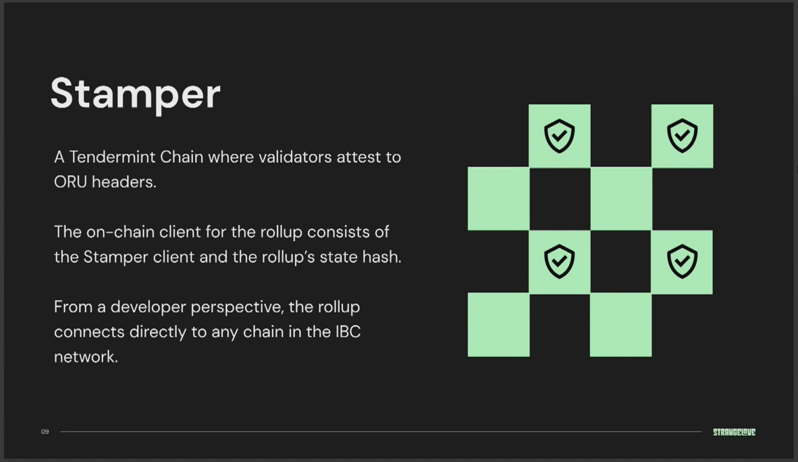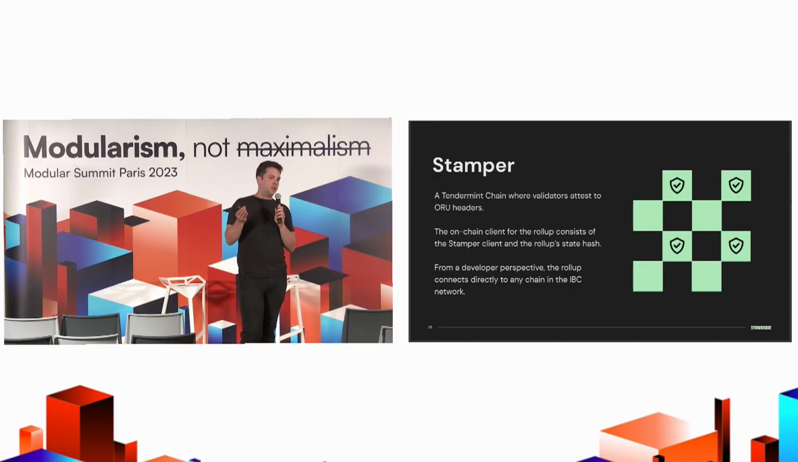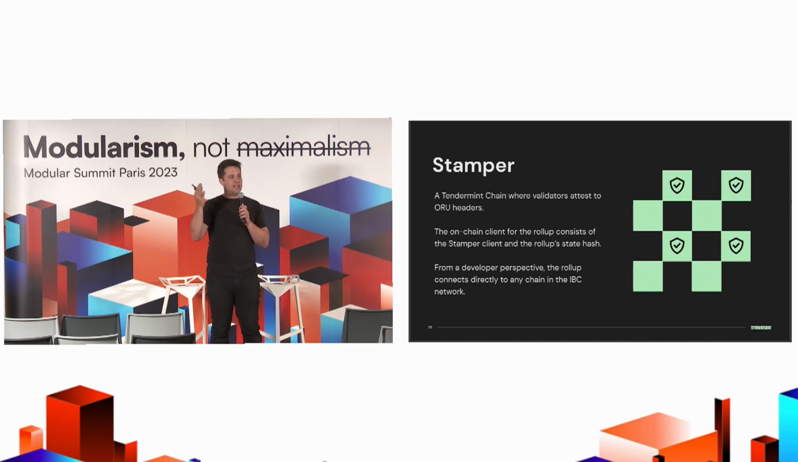You would have a Tendermint chain where validators attest to the optimistic rollup header. So what does this mean? Each of the validators would be running a full node for the optimistic rollup and then submitting the app hashes to the chain via vote extensions or some other mechanism.